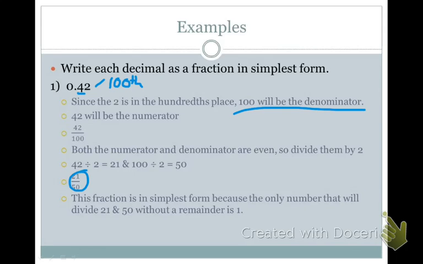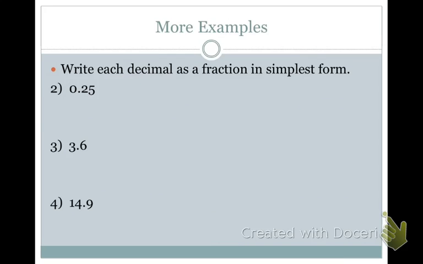This fraction is in simplest form because the only number that will divide 21 and 50 without a remainder is 1. That's the way you know that it is fully simplified down. So there is our answer. Sometimes you have to simplify multiple times before you get the right answer. All right, 3 more examples and then the notes will all be done. And you'll just need to make sure that you have everything filled in because you do get to use this on your practice and on your quiz.